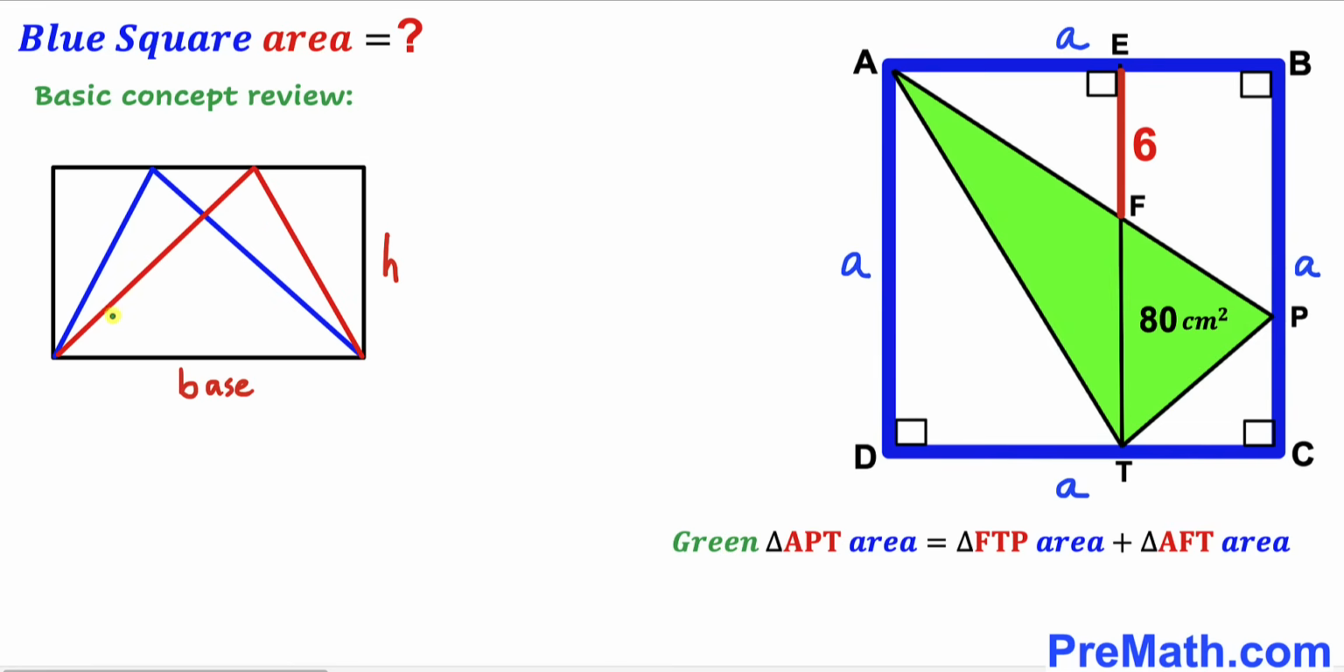And now we are going to focus on this red triangle. We can see its base is this side as well, and the height is h as well. Since both of these triangles have the same base and the same height, we conclude that the area of both of these triangles is going to be the same. Let's assume the area of this blue triangle is uppercase A, then the area of this red triangle is going to be uppercase A as well.